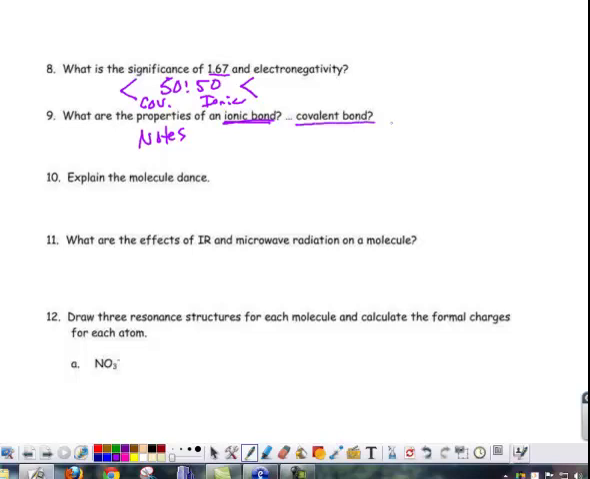Covalent bonds tend to be liquids or gases at room temperature, very low melting points. They're brittle. They're not crystalline. Ionic bonds are conductors, remember, in the molten form or dissolved in water, but not in the solid form. Covalent bonds are insulators. They're non-conductors.